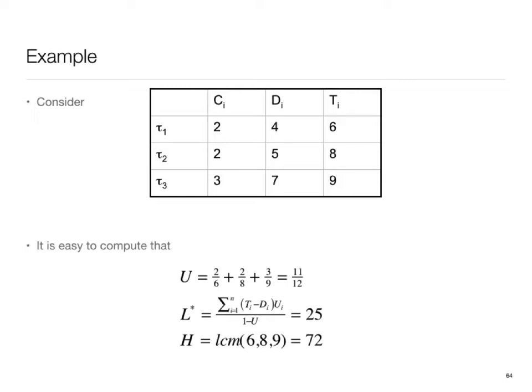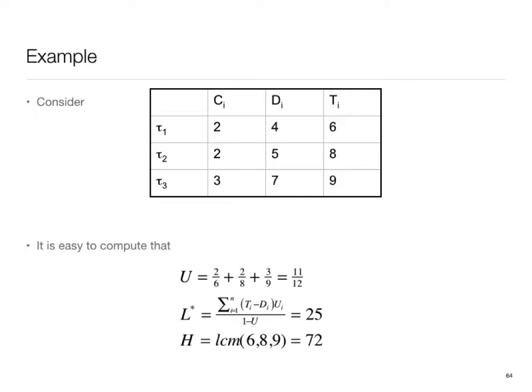So I calculate L star by plugging in this data. L star comes out to be 25. I calculate hyperperiod, which comes out to be 72. Smaller of the two is 25. That means I only need to check up to 25, and I only need to check where the absolute deadlines were happening. Now, what are the absolute deadlines of T1, task 1?